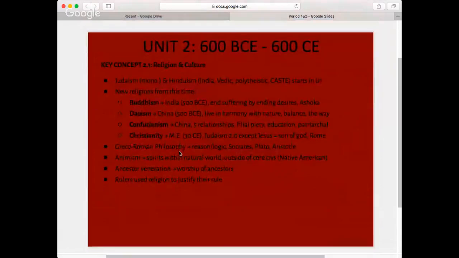So the first one about religion here. These are all the religions that you're required to know. Okay, so you're required to know that Judaism starts in period 1, and then into period 2, which is a monotheistic religion.